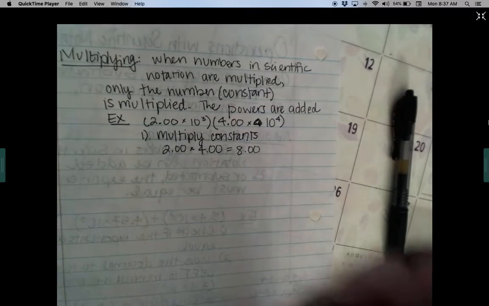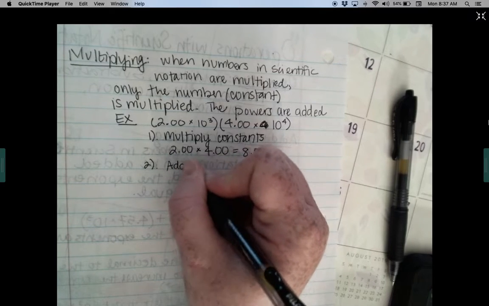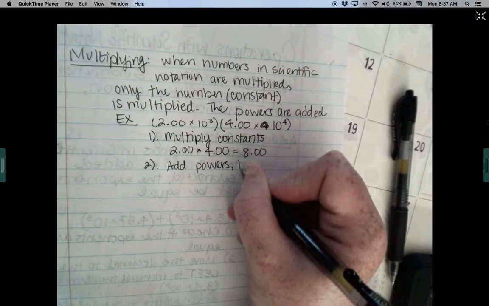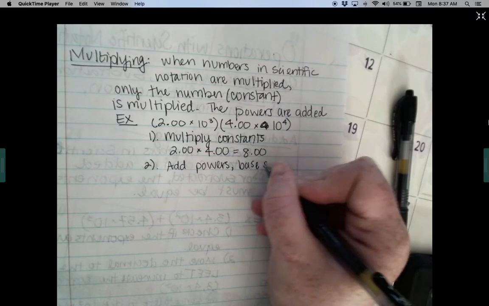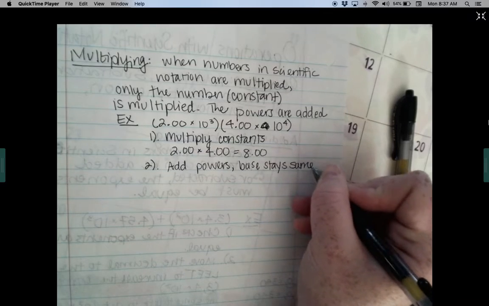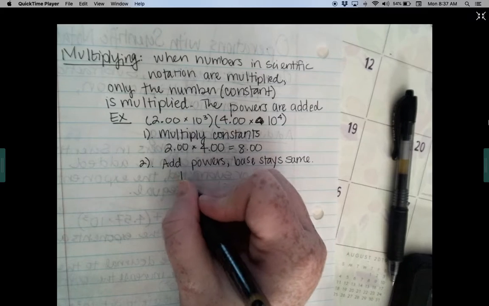Step 2 is to add powers. Base stays the same. So we have 10 to the third and 10 to the fourth.